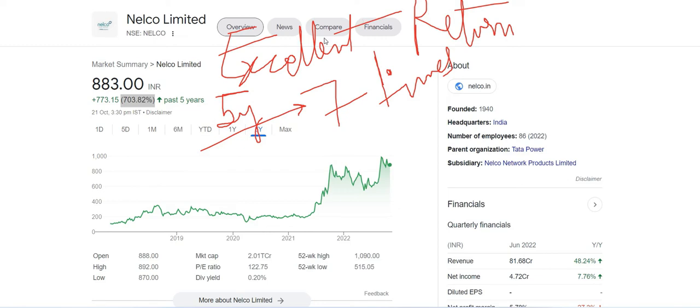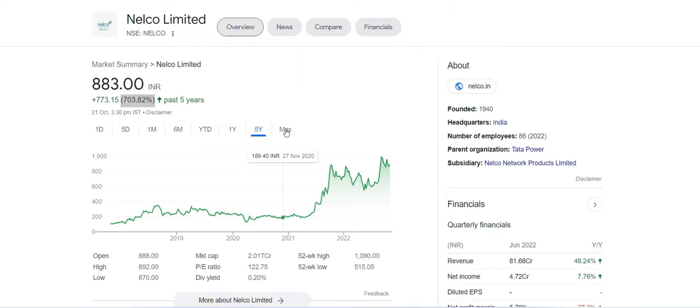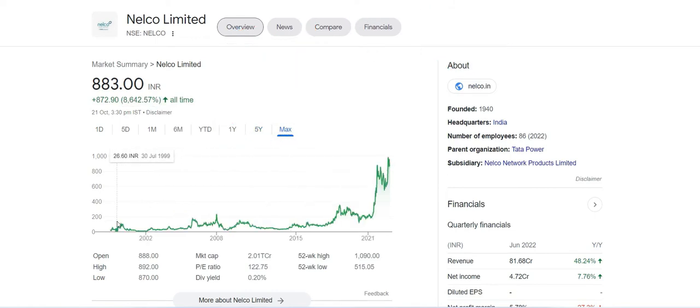Now we'll see the maximum, in case of maximum, how much return the company has generated. If you click on the maximum, it is showing that this company was listed on 1st January 1999. On 1st January 1999, its price was 10 rupees and 10 paise. So it added 872 rupees and 90 paise to it, which is 8642.57%, and the price becomes 883 rupees.